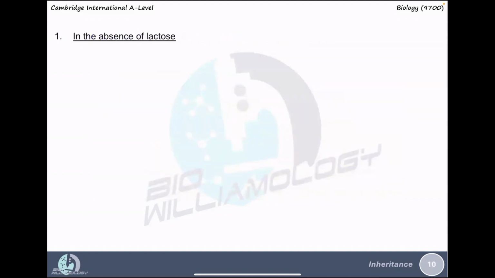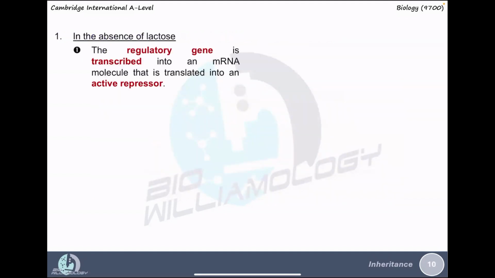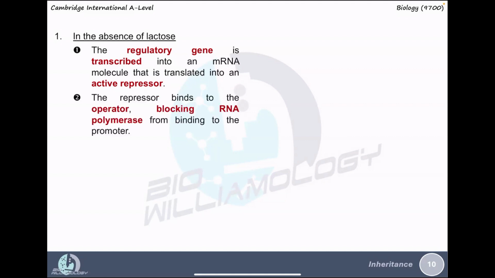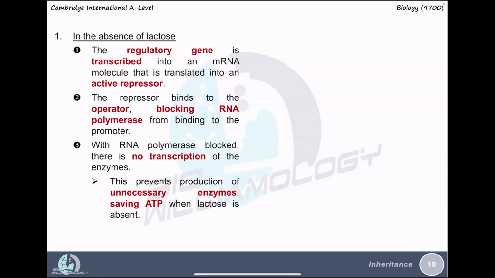So in the absence of lactose, the regulatory gene is transcribed into the mRNA molecule that is translated into an active repressor. The repressor binds to the operator, blocking RNA polymerase from binding to the promoter. And with RNA polymerase blocked, there is no transcription of the enzyme. So this prevents production of unnecessary enzyme and saves ATP when lactose is absent.